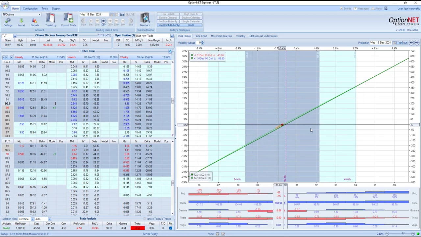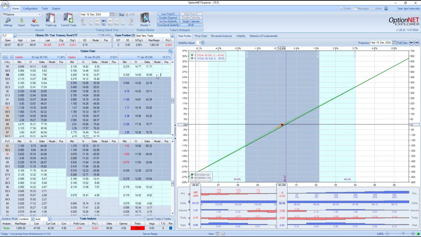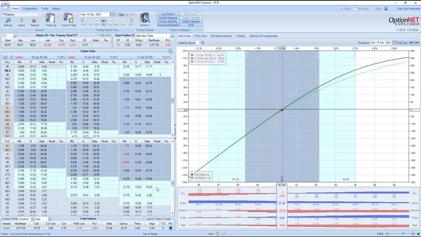So we could have done it this way. So we are selling a 90 put, buying a 90 call, and then going out maybe 30 days out and selling a strangle at around 1 standard deviation away.